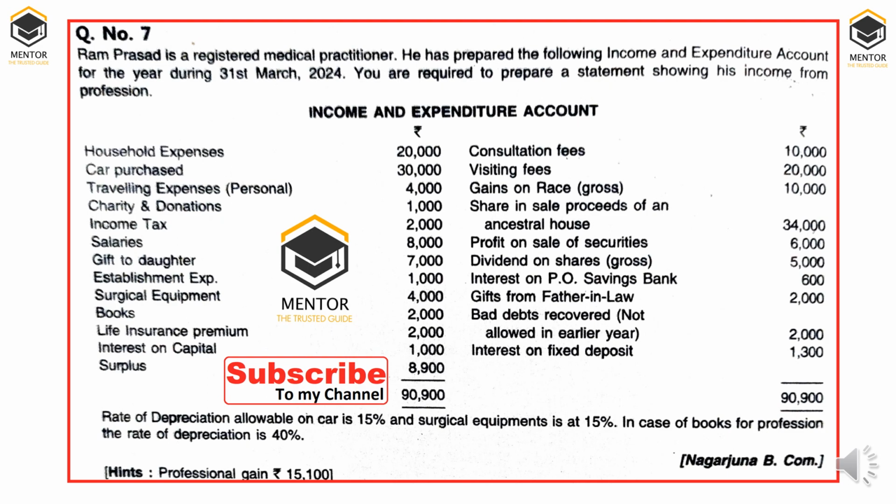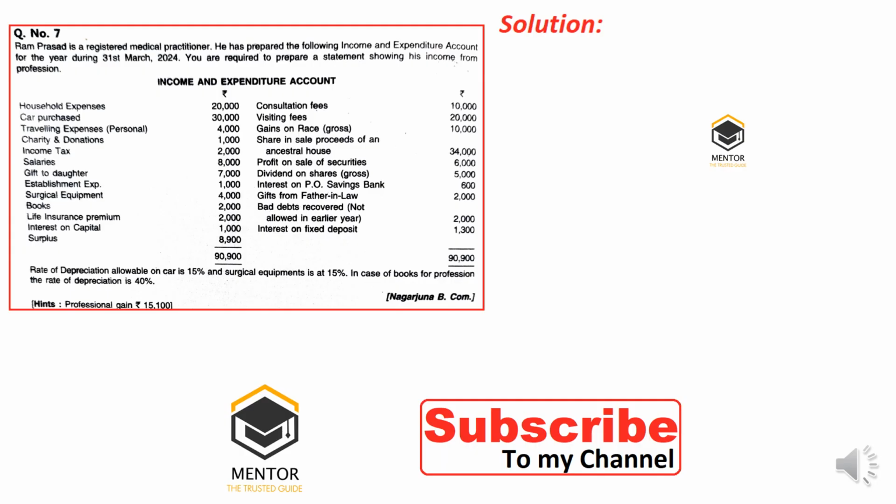Rate of depreciation allowed on car 15%, surgical equipment 15%. In case of books for the profession, it is 40%. So we have given this income and expenditure account of a doctor. Now we will solve this problem.